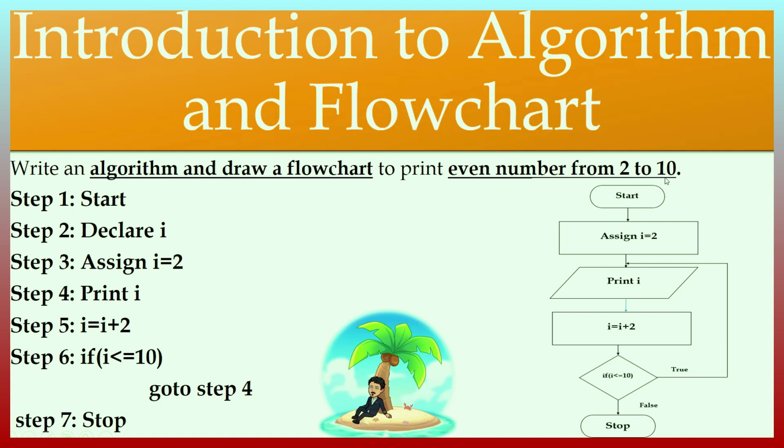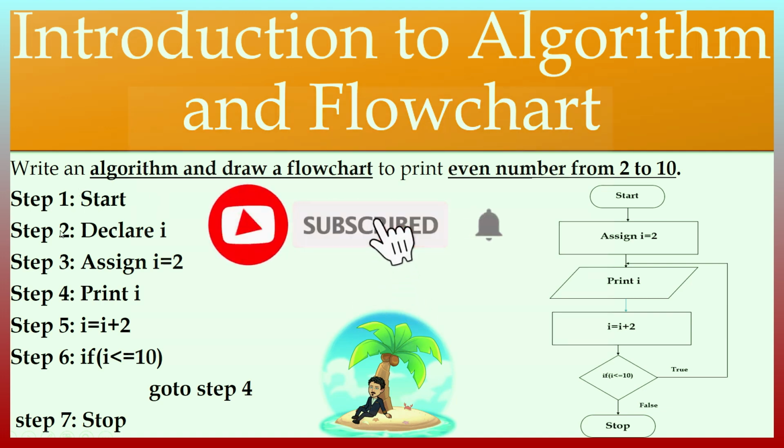For this task, we want to write an algorithm and we want to draw a flowchart. Let me explain how to do the task. So step 1, start with start. You know very well, right? Step 1 always starts with start. Step 2, I am in need of only one variable called I. So I'm going to declare the variable I.